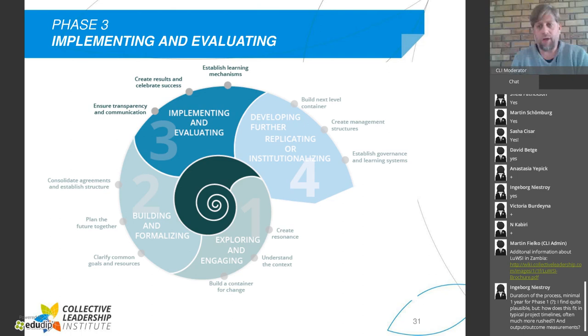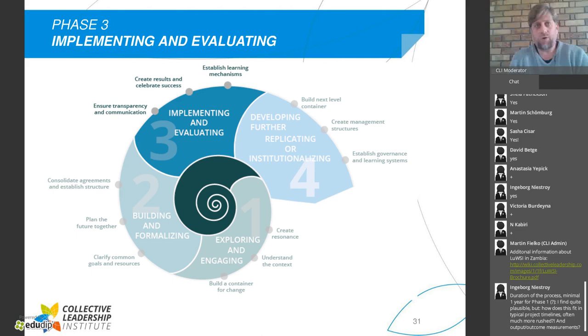Important as well is to celebrate the results. We have to implement, but also don't forget that it's important to celebrate the results. And so CLI often recommends that in phase three, it's really important to reach for some low-hanging fruit at first, just to get some quick wins. And then also, it's important in phase three to establish some learning mechanisms.